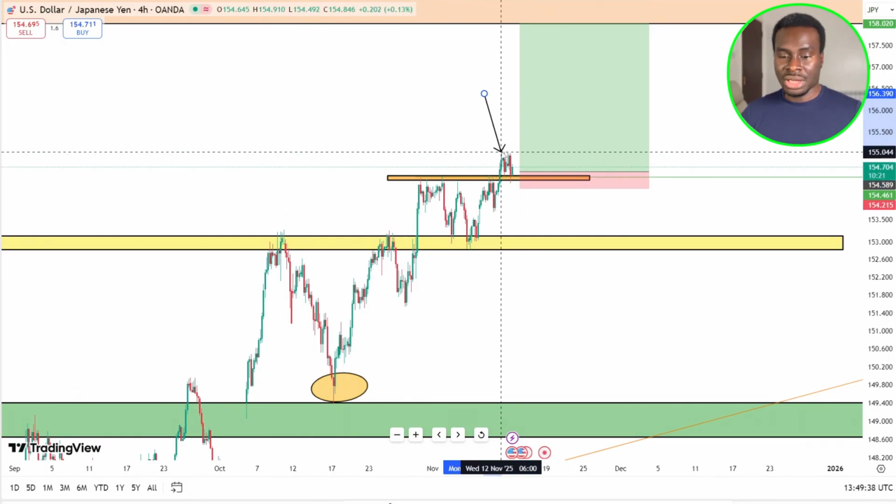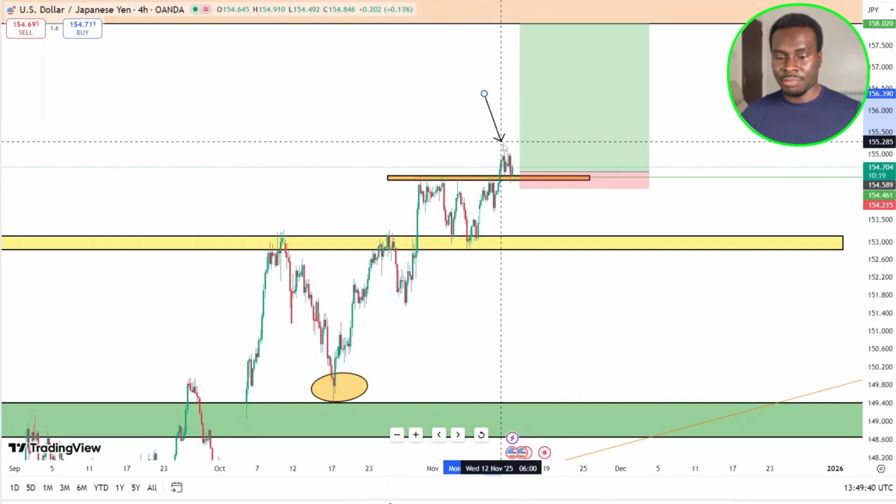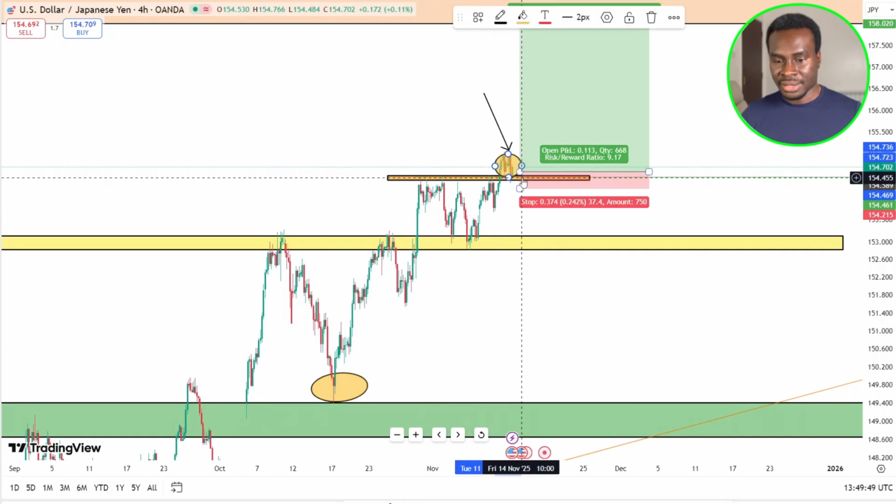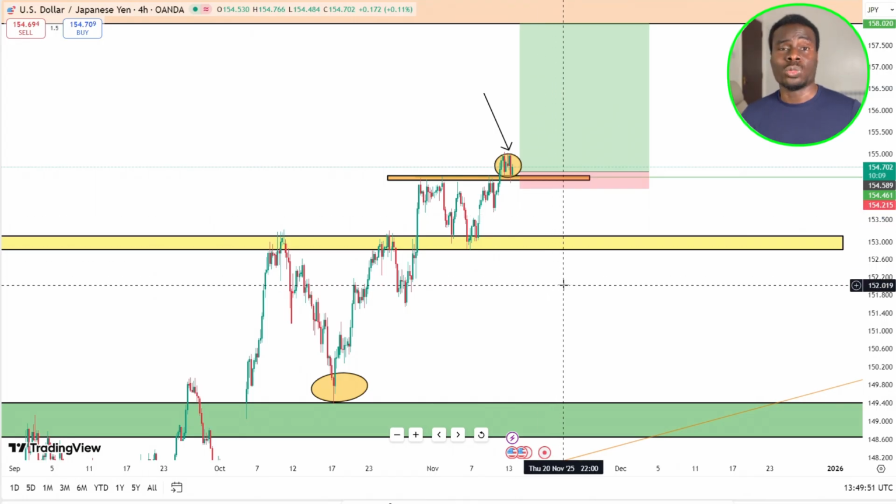So for now, I see this pullback. I count this particular pullback because this is where we're currently in the market. I count this particular pullback as premature, and I'll be waiting for more confirmation from the market before I add more positions to this trade.